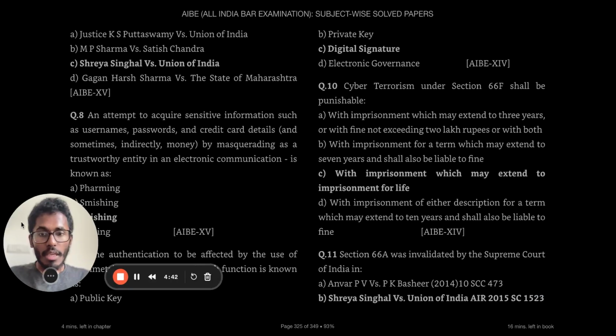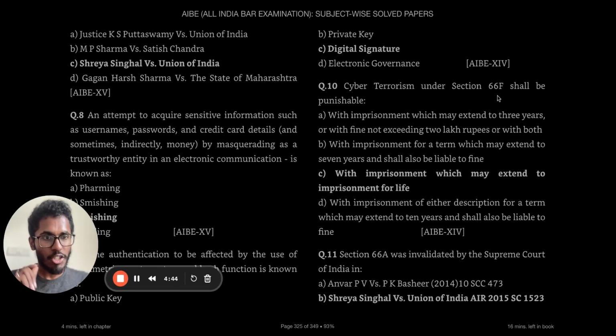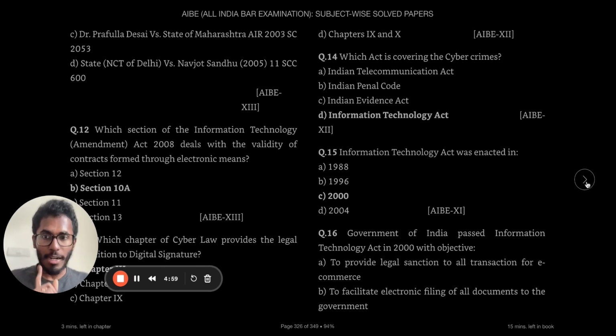Now, cyber terrorism under Section 66F shall be punishable. Let me go directly to the answer: with imprisonment, which may extend to imprisonment for life. So up to imprisonment for life, it is possible to be punished for this particular offence. Now, again, the 11th question, as I said, the Shreya Singhal case is repeating again and again. Keep that also in mind.